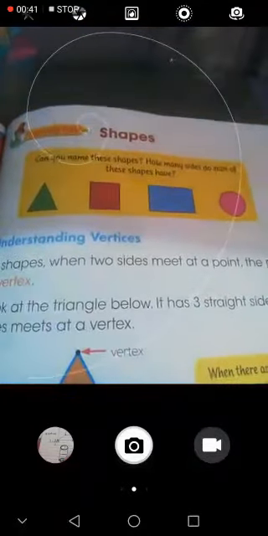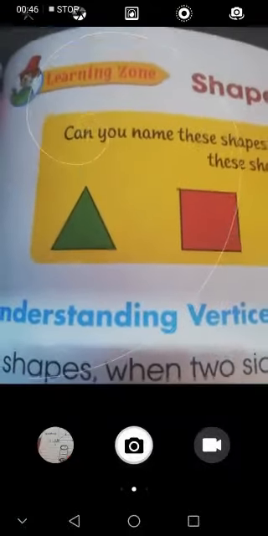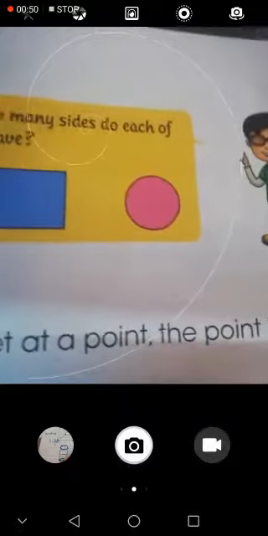Just recall, look at the picture. How many simple shapes are here? We have 4 types of simple shapes here. Yes, what are these? Recall: triangle, square, rectangle and circle.